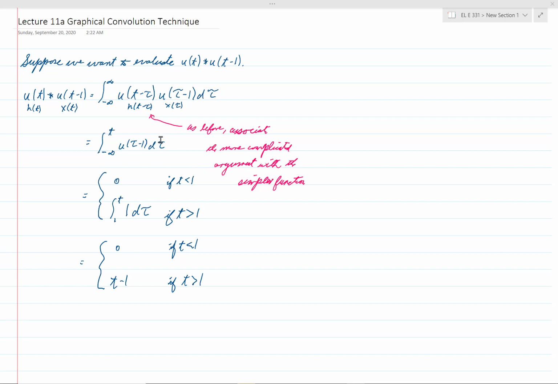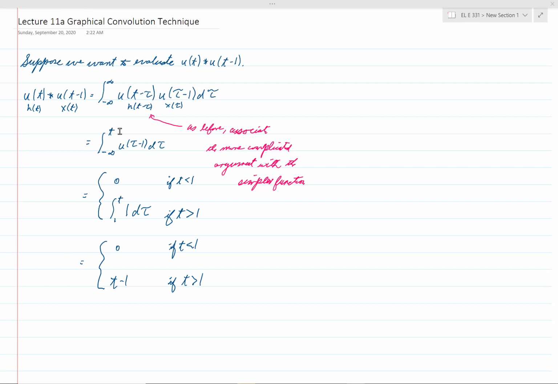Using what we've done before, one way to evaluate this would be to get rid of the u of t minus tau term first, by observing that when tau gets bigger than t, this term will disappear, and when tau is less than t, this term is just equal to 1. So we can drop this first term and make the upper limit on the integral t instead of infinity.